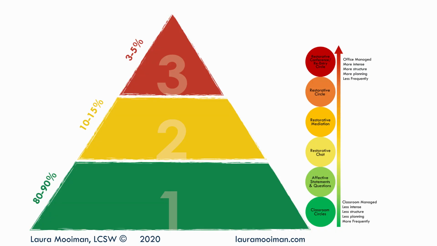In our MTSS pyramid, restorative circles fall into Tier 2. It's considered a Tier 2 intervention because it's only for selected students who were involved or impacted in the incident, not for all students like in a classroom circle. A restorative circle is a more intensive process than a classroom circle because it might involve students from across the school, adults, and other community members, and it's generally facilitated by someone outside of the classroom and not the classroom teacher. So let's talk about when to facilitate a restorative circle.